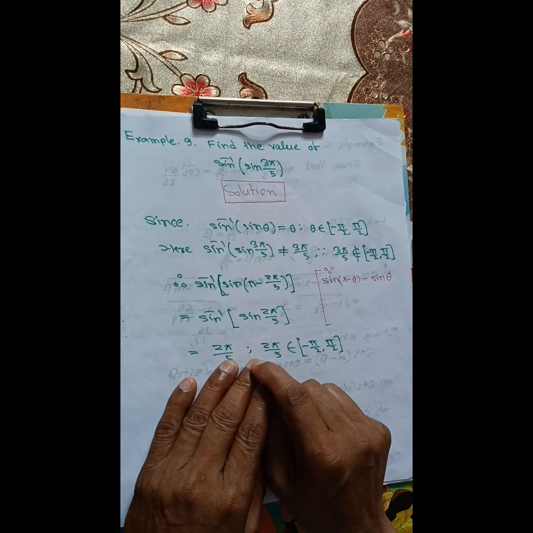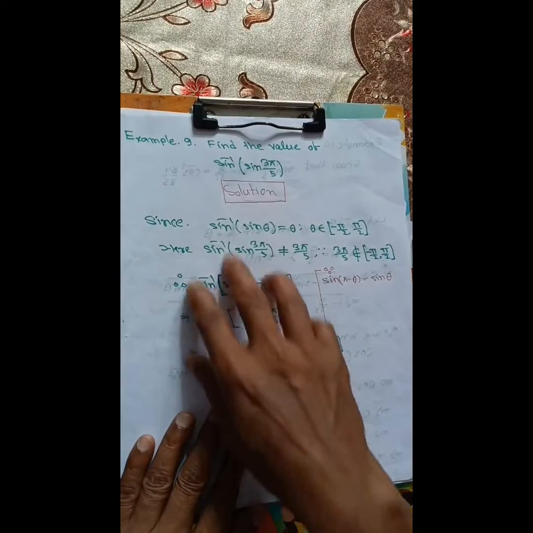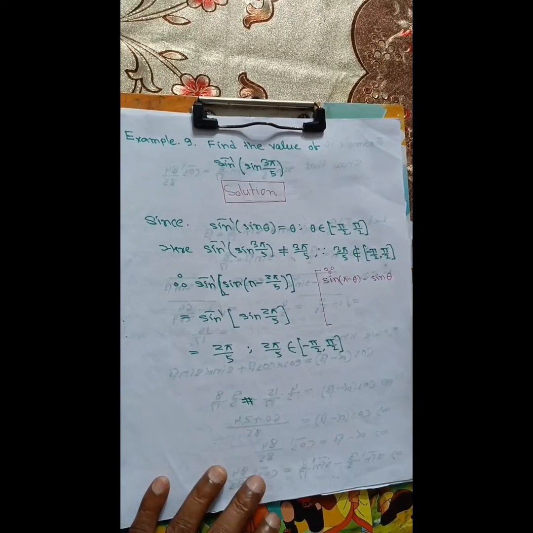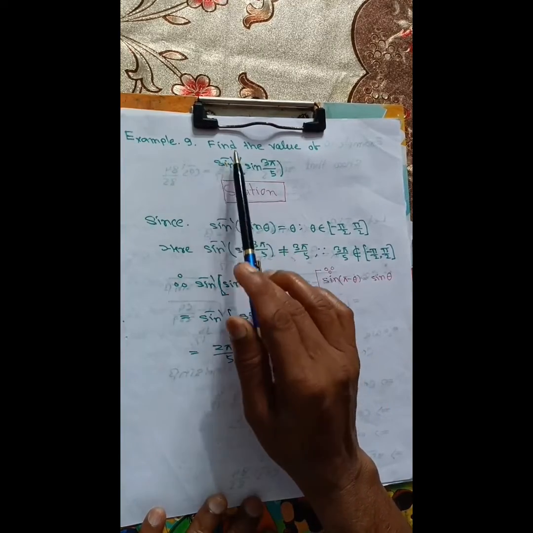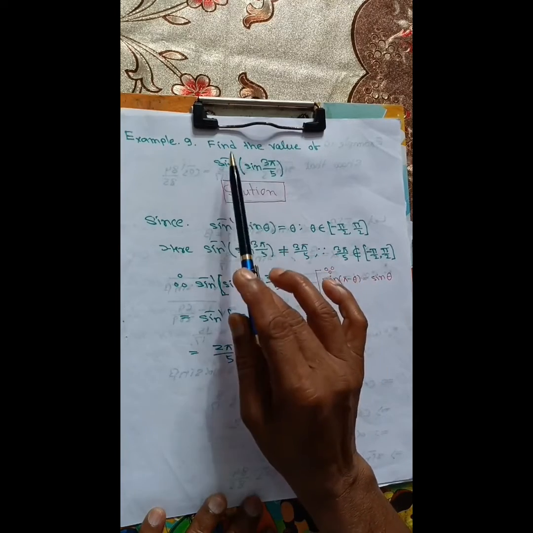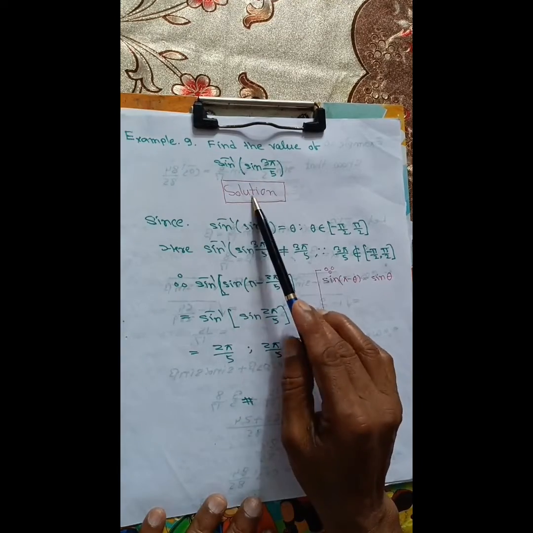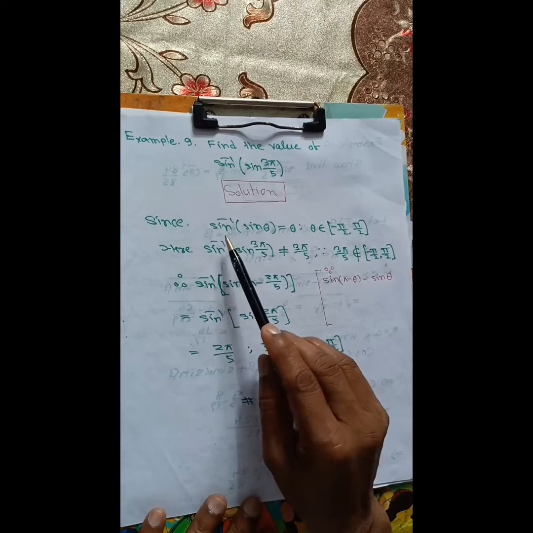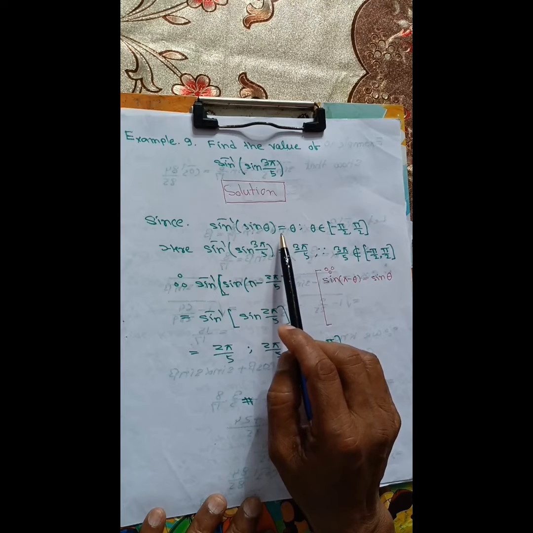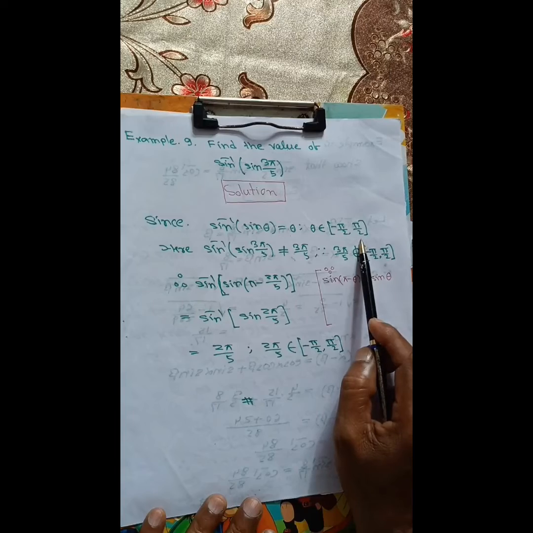Okay. First, we try to discuss the example of the miscellaneous exercise, example number 9. इसमें दिया है find the value of sin inverse sin thrice pi by 5. Solution के लिए first, since we are given sin inverse sin theta is equal to theta, where theta belongs to minus pi by 2 and plus pi by 2.